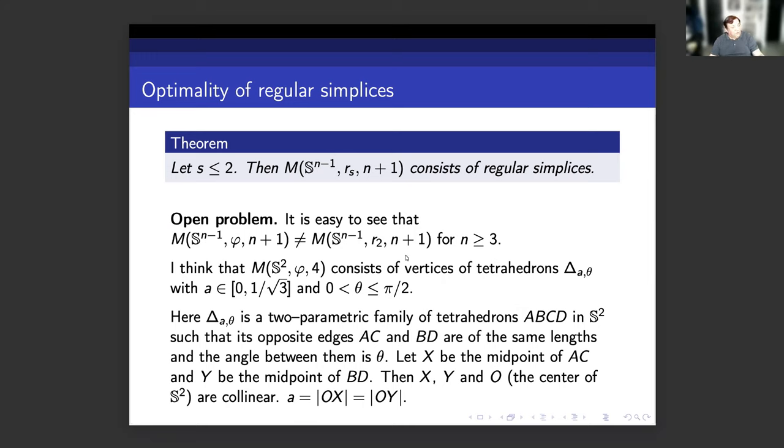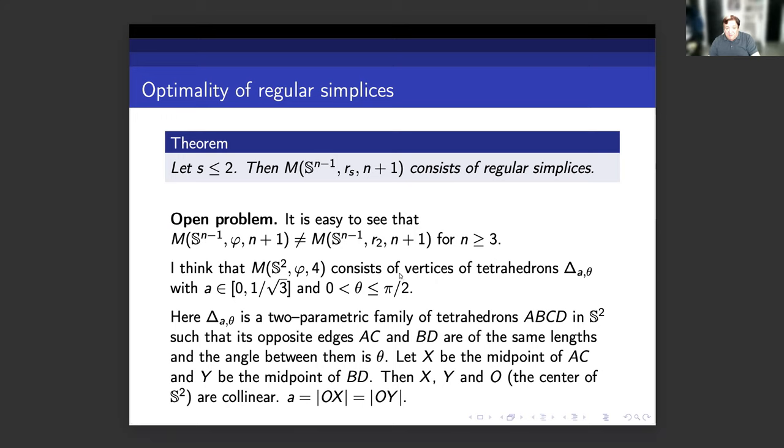The proof follows from the positive definite property of the Gram matrix. It is very similar to the spherical case, using the same technique as for spherical codes. What is interesting is that when rho equals phi, the angular distance, I could not prove that it is a regular simplex M set.